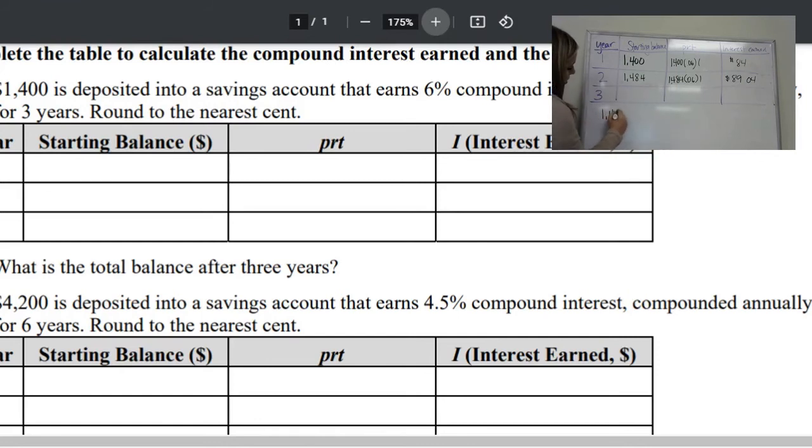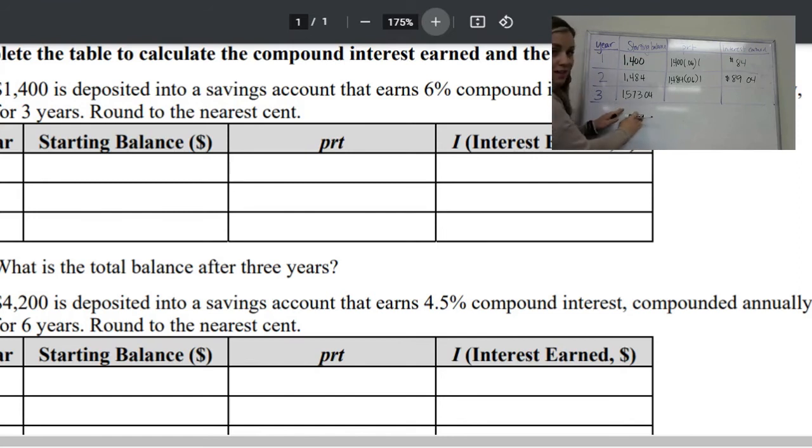All right, so I've got to take that interest and add it to my starting balance. So I have 1,484.00, and I'm going to add $89.04. So 4 and 9 is 13. 3 can stay. 1 got to go. 8 and 8 is 16 plus 1 is 17. 7 can stay. 1 got to go. 1 and 4 is 5, and 1 plus nothing is nothing. So at the beginning of year 3, we have a starting balance of $1,573.04.